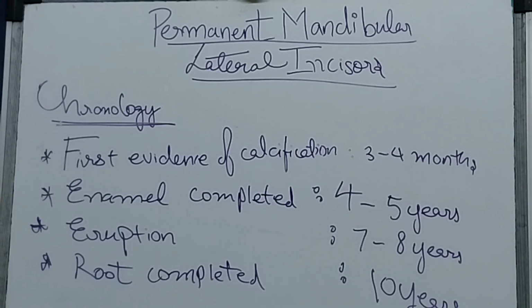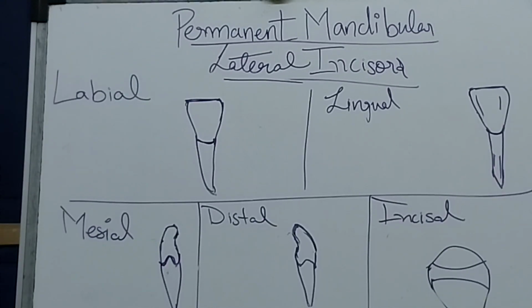Now let's see the different aspects of this tooth. So moving on, we will be discussing each aspect of this tooth one by one. So first, let's discuss the labial aspect of the permanent mandibular lateral incisor. So what can you see from the diagram?